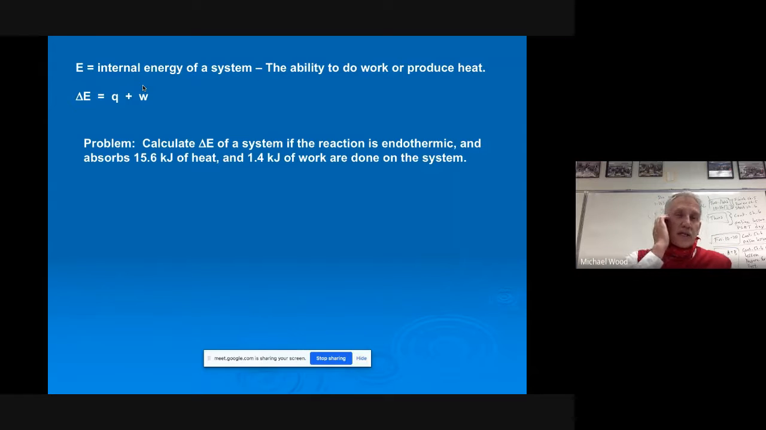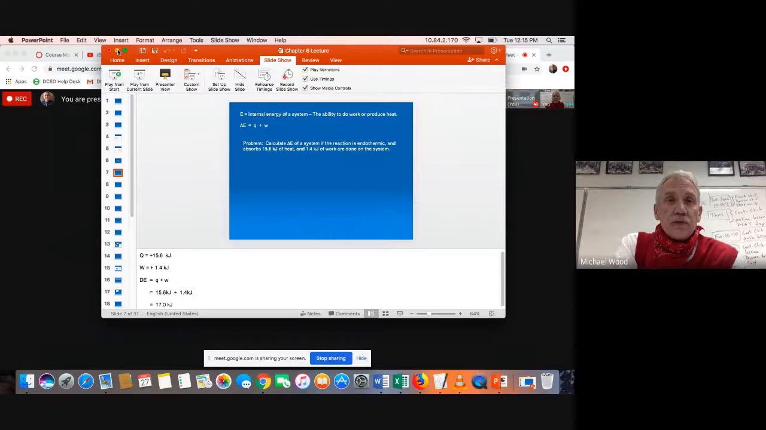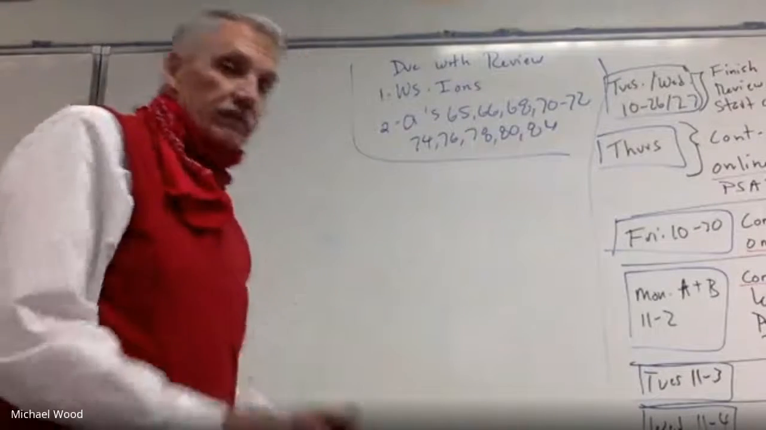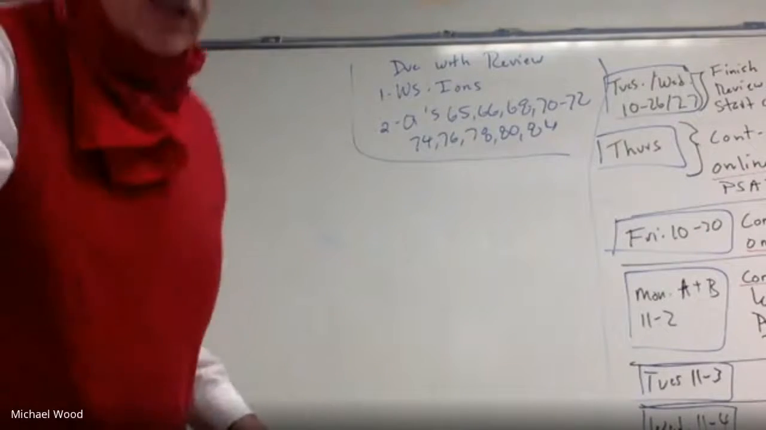So the key thing here is the sign. So calculate delta H if the reaction is endothermic, so that means delta H is positive. It absorbs 15.6 kilojoules of heat and 1.4 kilojoules of work are done on the system. So if we note that it's done on the system. Okay, so again, this is not on the formula sheet, but this I will have on the test. So I'm just going to write it right here.